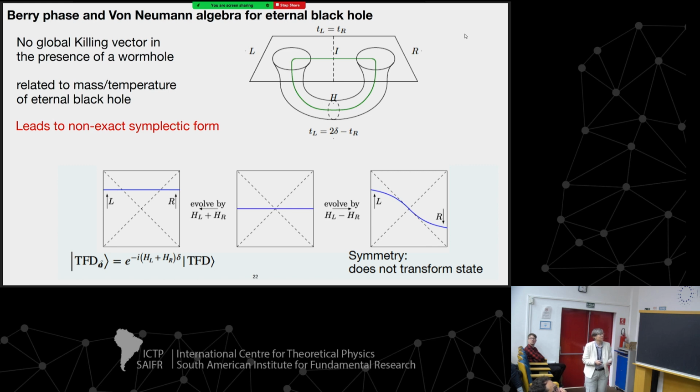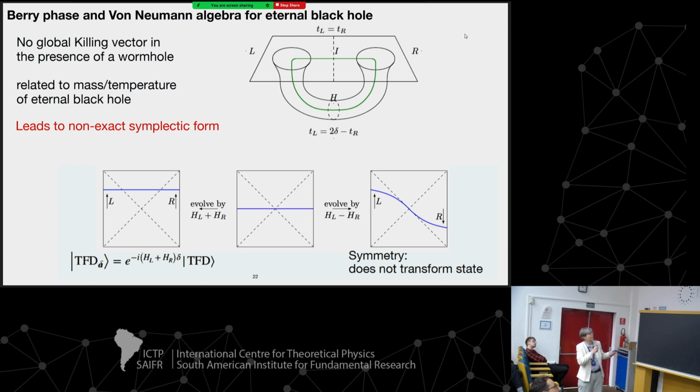Okay, so now let's move to AdS/CFT and the black holes. The lesson here is that you get a very similar structure. There's also a non-exact symplectic form, and consequently there's a non-zero Berry phase. Because, as I mentioned before, there is no global Killing vector in the presence of a wormhole.